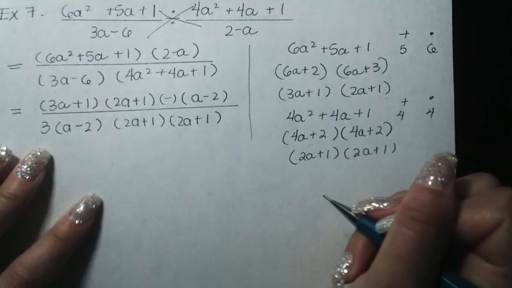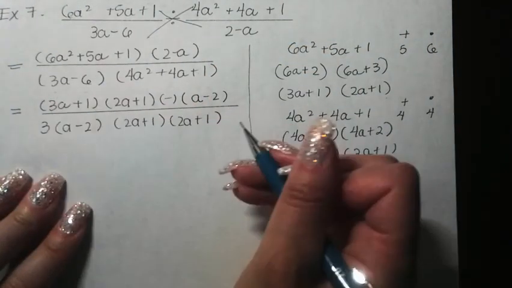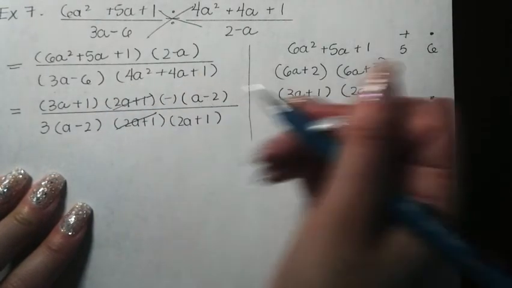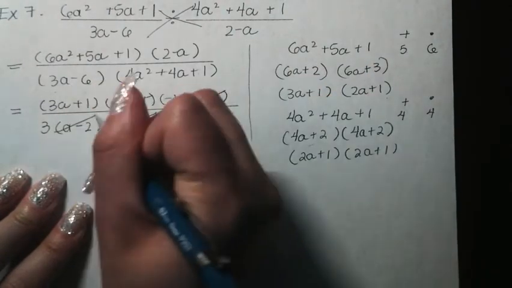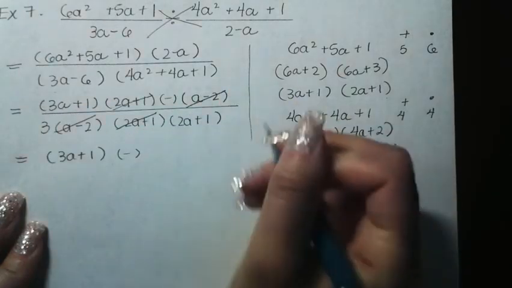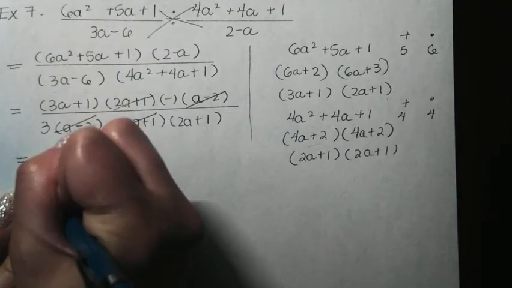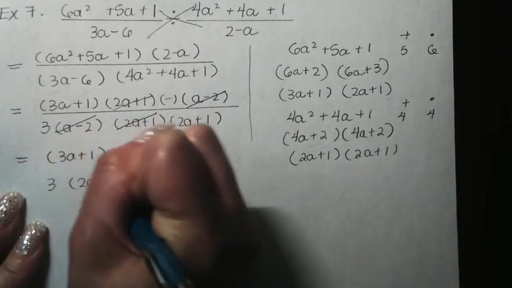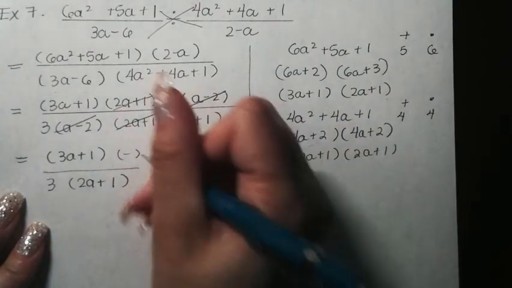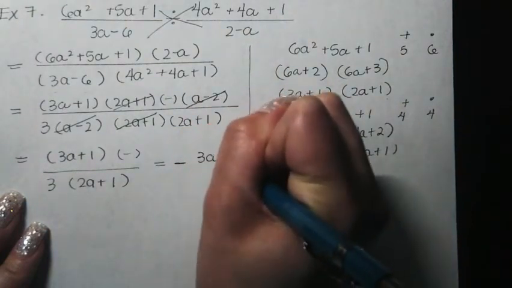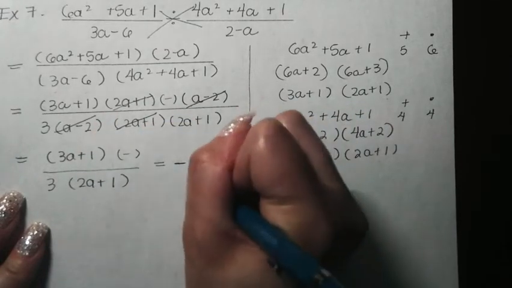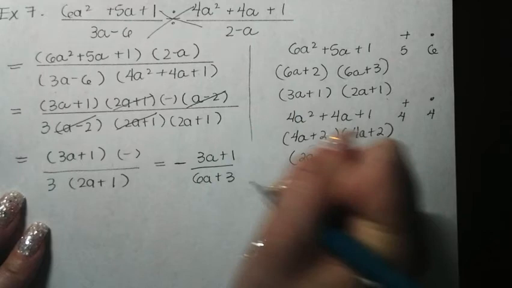After that you just start canceling. So can I cancel this one? No. Can I cancel the 2a plus 1? Well, yes. The negative? No. The a minus 2? Yes. So what do you have? We have 3a plus 1 times a negative, but actually you can pass it to the front, 3 times 2a plus 1. So you have that situation, and how does this expression look? Well, you can put the negative at the very front, have your 3a plus 1 there, and at the bottom you can distribute the 3, right? So this is going to be 6a plus 3, and that's it for number 7.